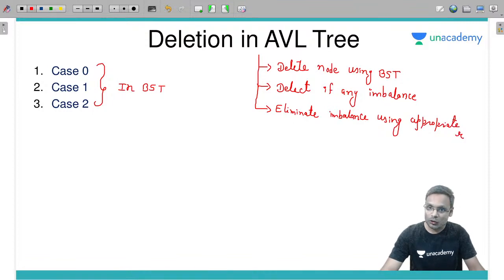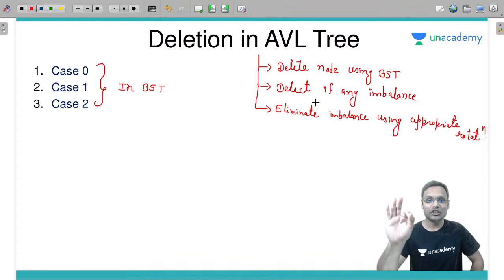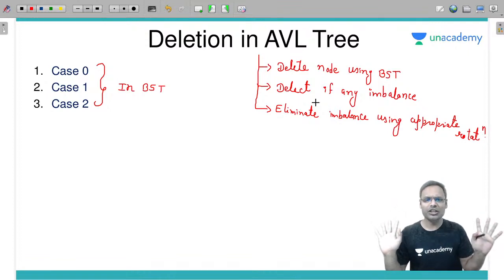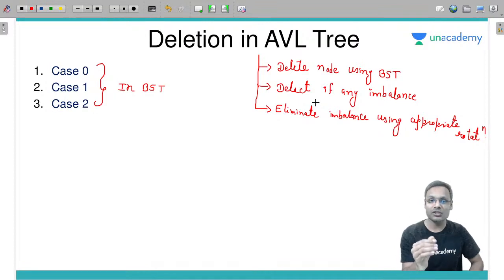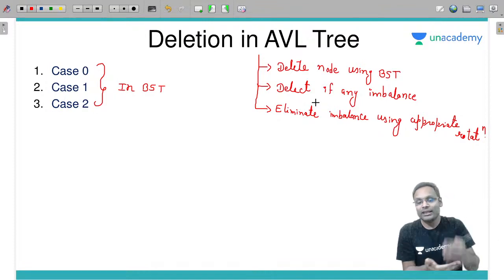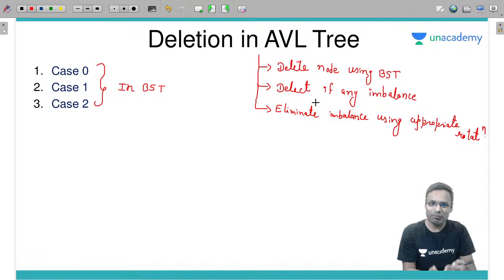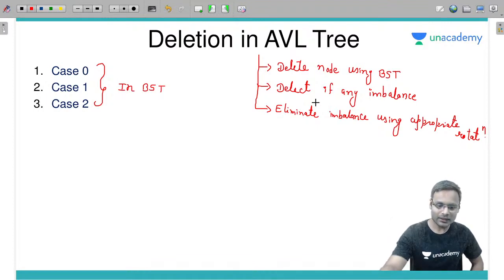So what you are going to do is, first of all, you are going to delete the node based on the BST deletion rules. आपको पता है BST में deletion के rules क्या हैं? These are the rules. Based on deletion of BST, you delete. After that, you detect if any imbalance. If there is any imbalance, then eliminate the imbalance using the appropriate rotation. Okay, चलिए आगे बढ़ते हैं.